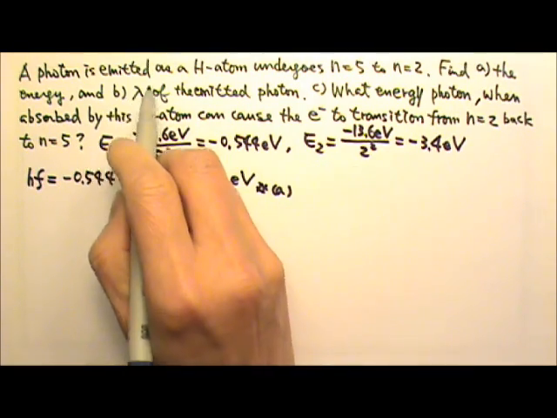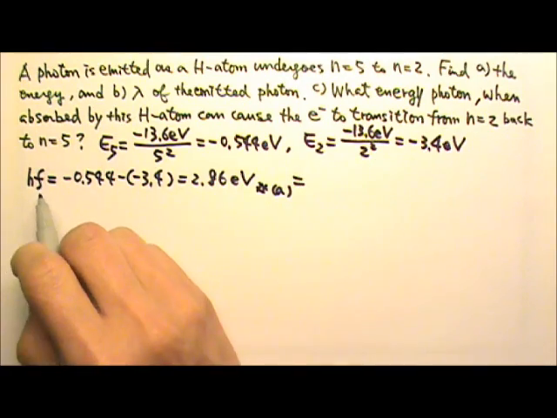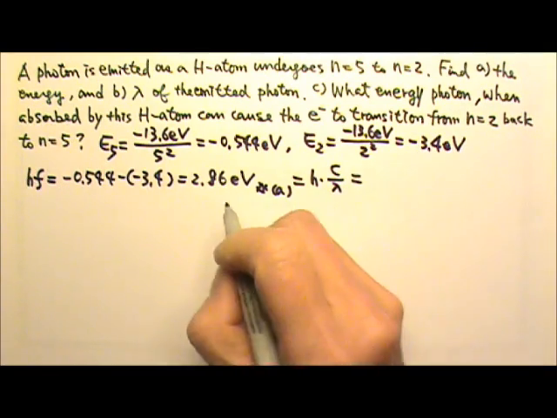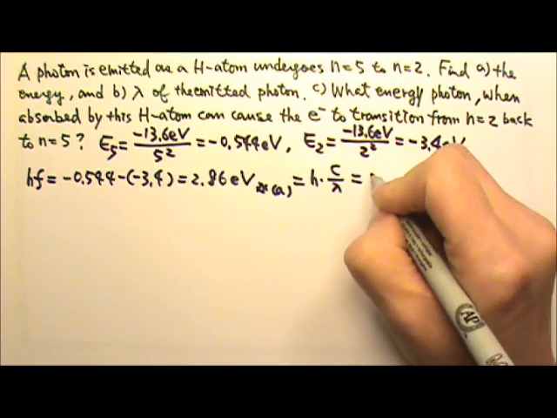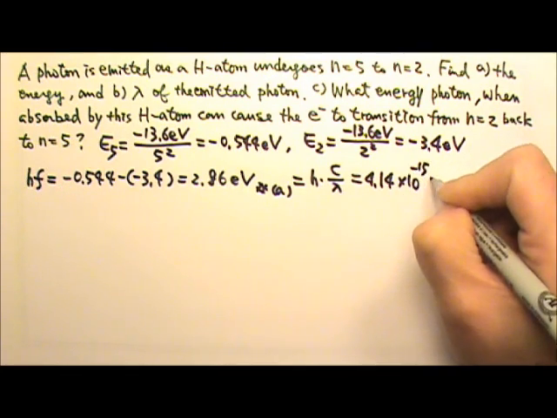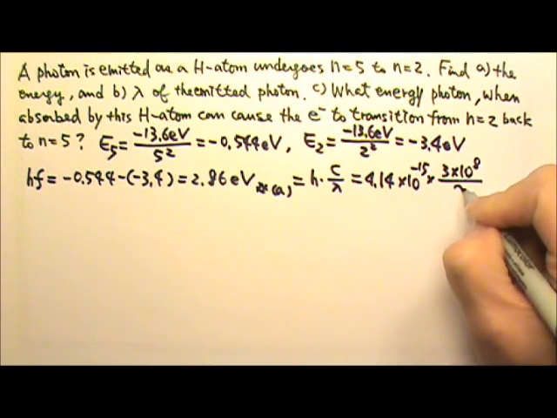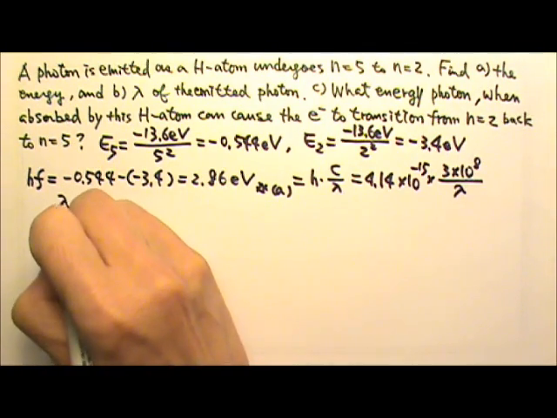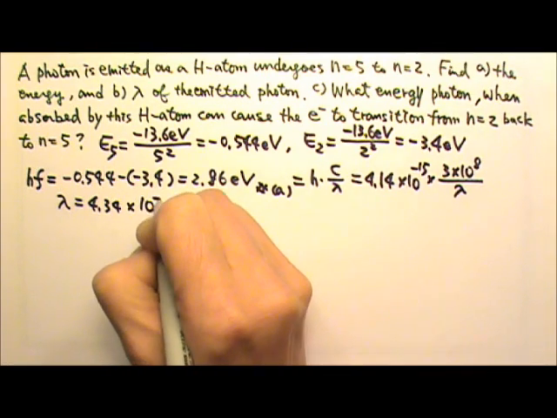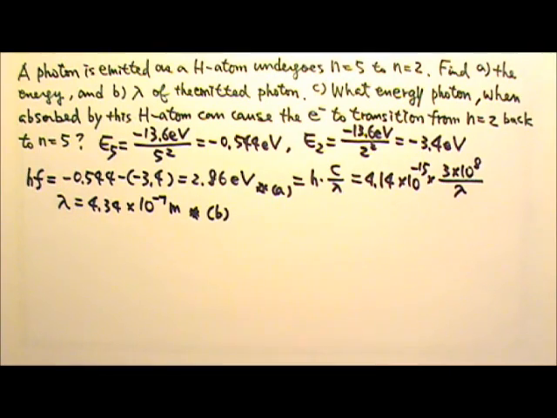But then we also want the wavelength of the same photon. So this equals hf, which is h times c over lambda. I'm using eVs over here, so I need the h to be 4.14 times 10 to the negative 15th. The c is 3 times 10 to the 8th, and this will give me a wavelength that is 4.34 times 10 to the negative 7th meter. And that's the answer for part B.